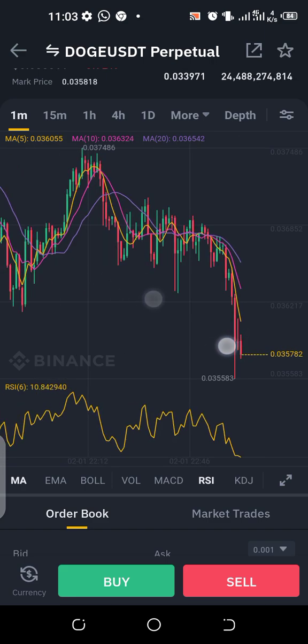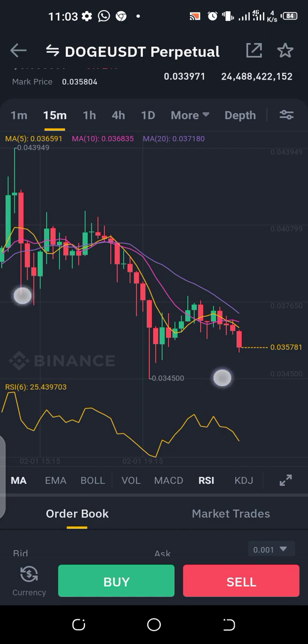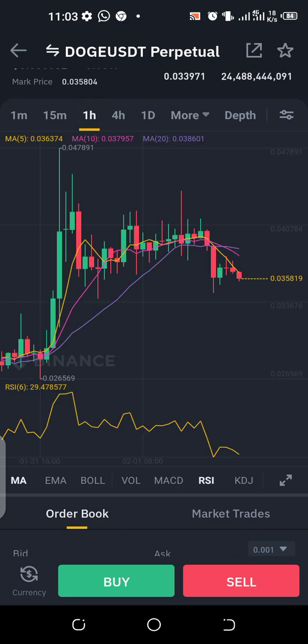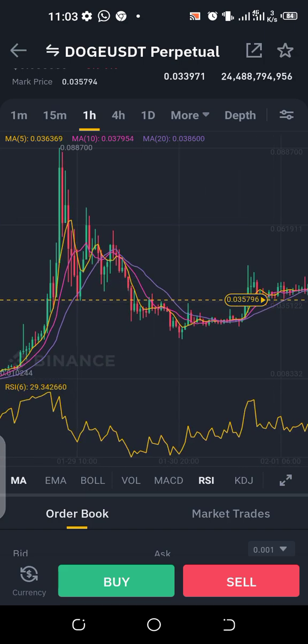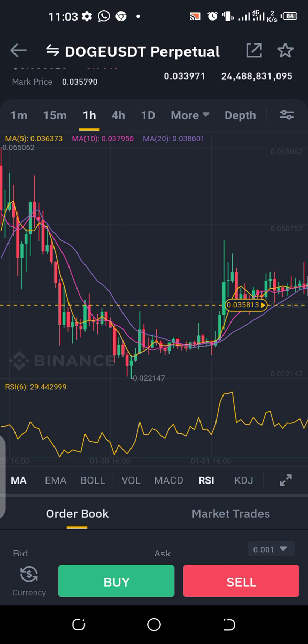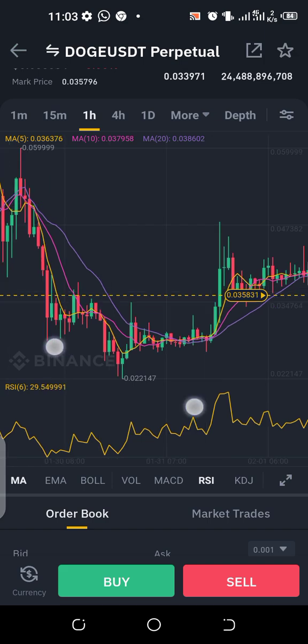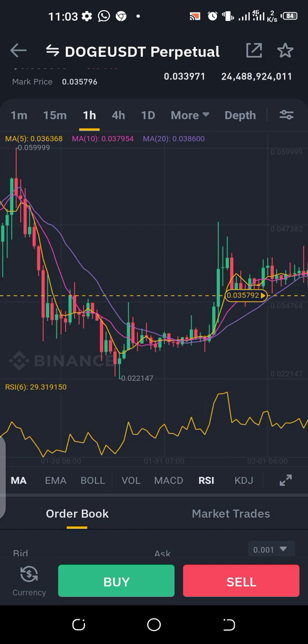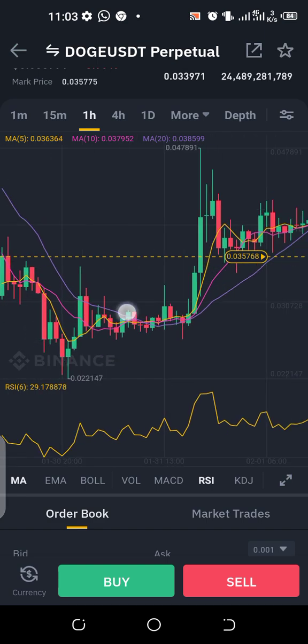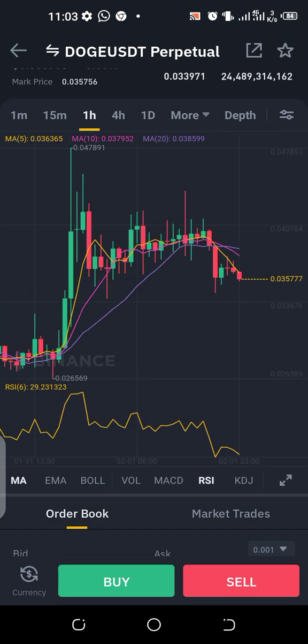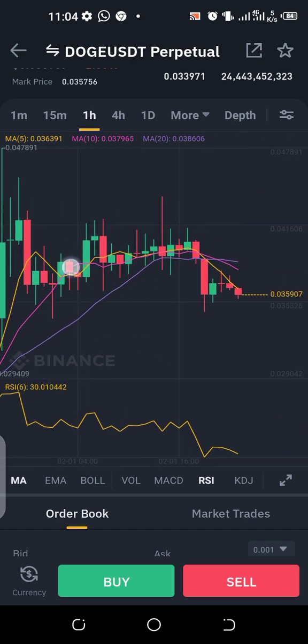But one more thing on the charts. You can use the chart to try to figure out how low a coin is likely to fall or how high it's likely to rise. For example, using the 1 hour chart, I know that the last time it fell, the lowest it fell to in the last few days is 0.022147. Right now it has risen and it seems to be falling again.